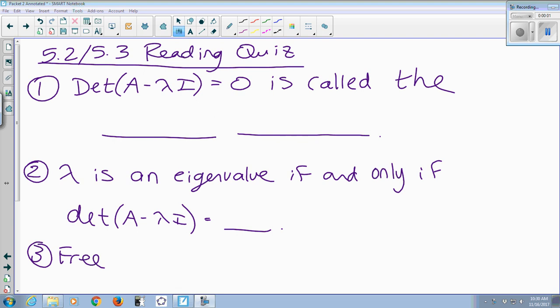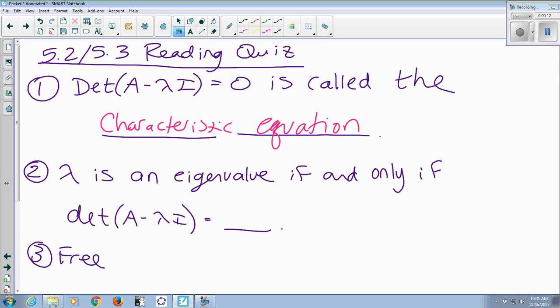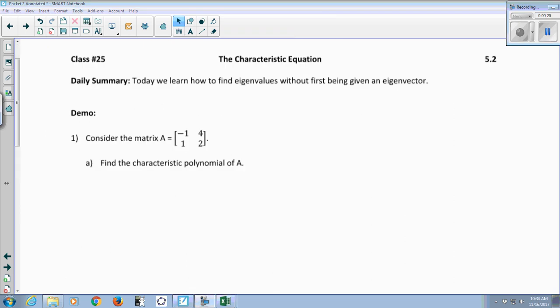The determinant of A minus lambda I equals 0 is called what? The characteristic equation. And lambda is an eigenvalue if and only if the determinant of A minus lambda I equals 0. We talked about the definition of an eigenvalue and an eigenvector, and you sort of had to be given one to find the other. But today we're going to learn how to find eigenvalues without first being given an eigenvector.